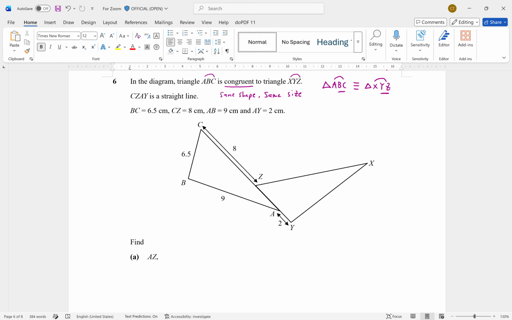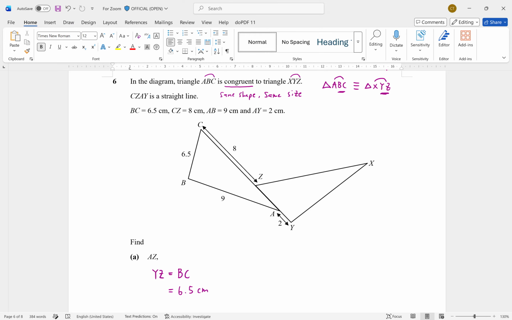Okay, so let's do it now. We want to try to find YZ. For congruent triangles, because they are the same shape and same size, the corresponding lengths are equal. It's easier to find than similar triangles or similar figures. So for YZ, always look at the congruency statement. You don't have to look at the diagram yet. YZ corresponds to BC, so YZ will be equal to BC. And BC, as we can see from the diagram, is 6.5 cm.